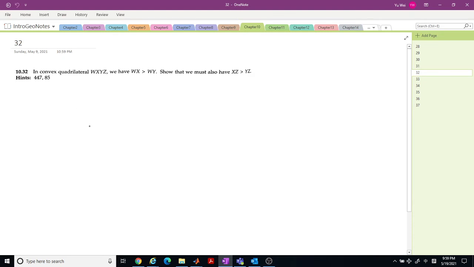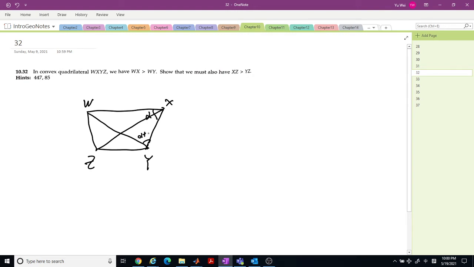So I have a convex quadrilateral. Let's draw a quadrilateral WXYZ. WX greater than the WY. Okay, so something like this. So we have the WX greater than the WY, right? So this means this angle will be greater than this angle. So let's say this angle is alpha, then this angle is alpha plus something.